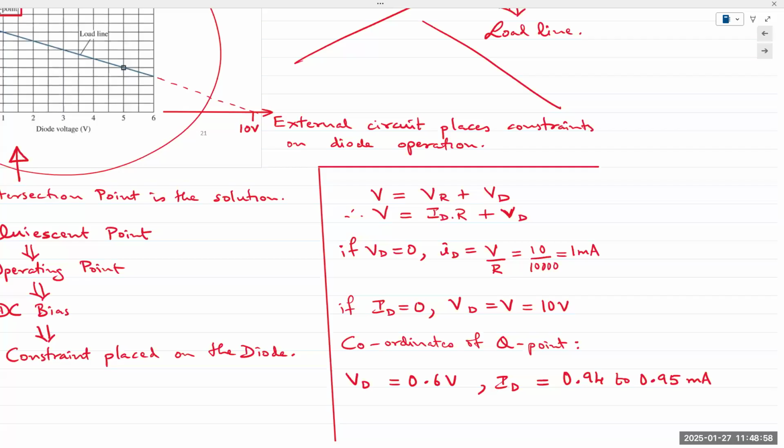And this is the downside of a graphical analysis. To get very accurate values, you need a very zoomed in graph or zoomed in plots. Otherwise, the solution would just be approximate. So the intersection point of these two plots is where we obtain these values. VD is 0.6 and ID is approximately 0.94 to 0.95 milliamps.